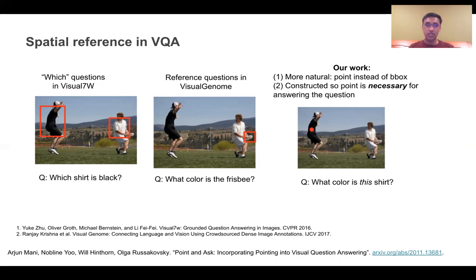So there is some precedent for questions that involve some form of spatial reference. Visual 7W introduced which questions with bounding boxes as candidate answers, and Visual Genome introduced questions associated with particular regions of the image. And our work differs in two key respects. First, we use the more natural point input instead of a bounding box, which challenges the model to infer the extent of the object being pointed to. And second, we've constructed our benchmarks so that the point is necessary for answering the question. For example, in the question here, if the point were not given, the answer could be white or black.